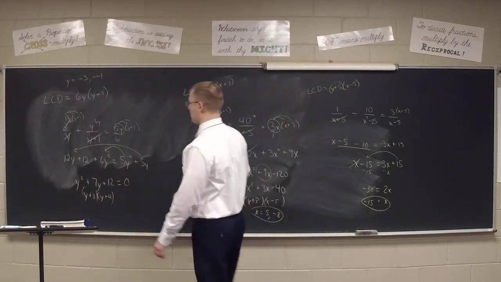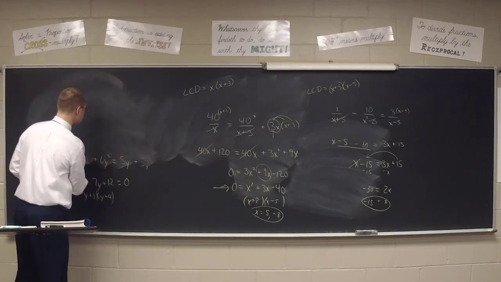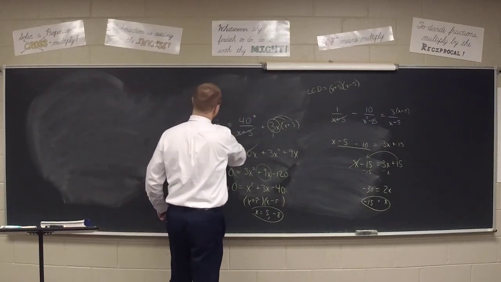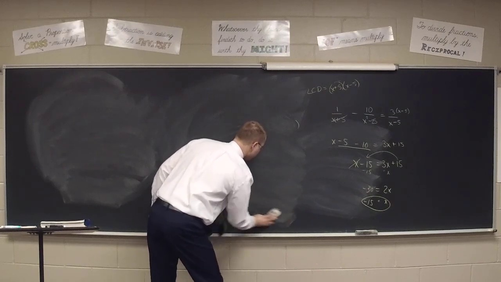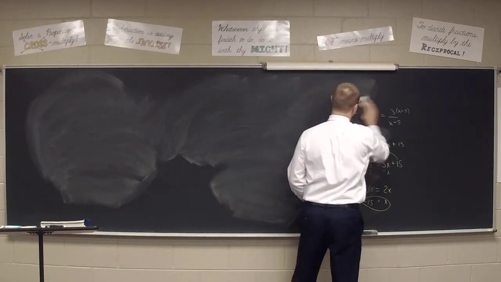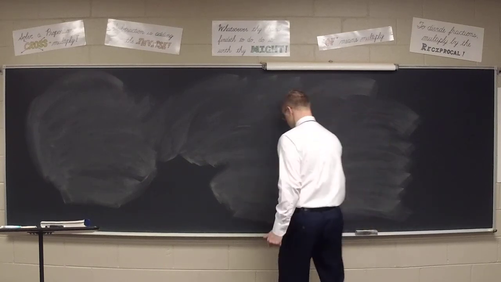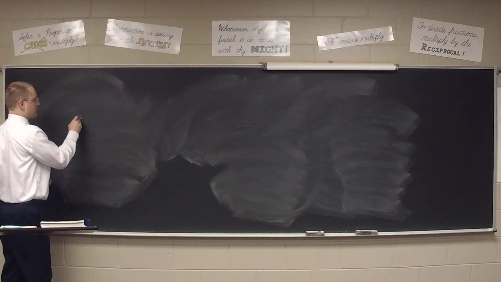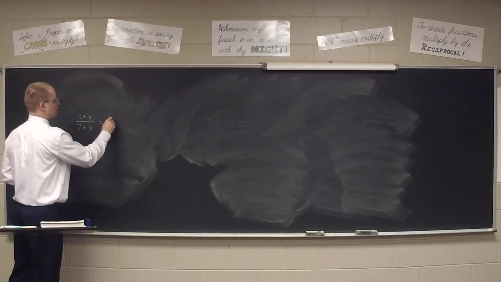Read 33 for us, if you would, please, Brecken. If the same number is added to both the numerator and the denominator of 3 sevenths, the result is 3 fifths. What is the number? How did you set this problem up, Brecken? 3 plus x over 7 plus x equals 3 fifths. All right, there it is. So we start with the fraction 3 sevenths. You said you added an x to both of them, and then it equals 3 fifths.